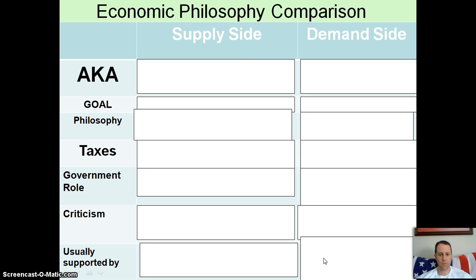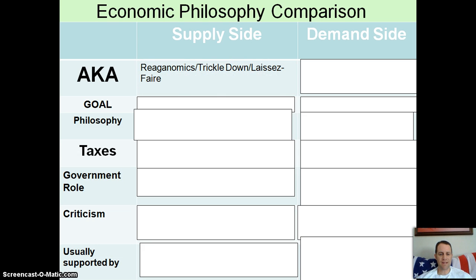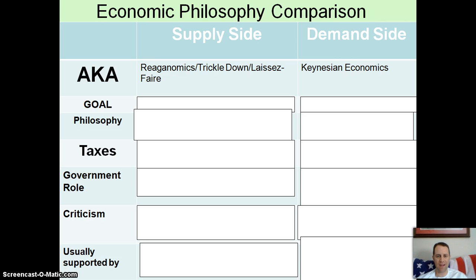Well, first of all, supply side, also known as Reaganomics, trickle-down economics, or laissez-faire. I'll get into a few more things of what that's referring to in a second. Demand side economics, often known as Keynesian economics, named after John Maynard Keynes, a famous British economist during the 1930s, the Great Depression. So you can see maybe where his philosophy came from.